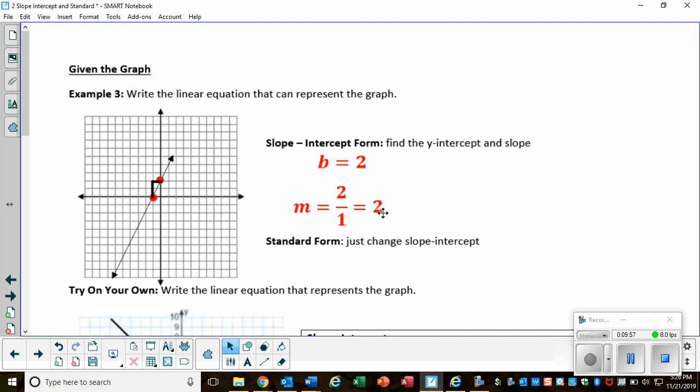Pulling those 2 numbers, I'm going to go ahead and fill in this slope-intercept form, y equals mx plus b. I put in my m, I put in my b, and I'm good to go. So that's my slope-intercept form.